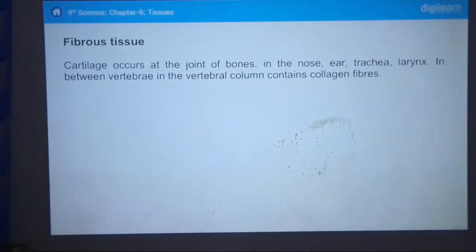Cartilage occurs at the joints of bones, in the nose, ear, trachea, larynx, and in between vertebrae in the vertebral column, and contains collagen fibers.